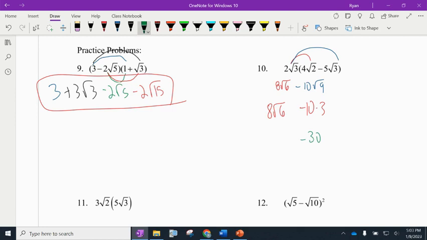And I like to write this integer part out first and put the square root part, the radical, the 8 square root of 6 at the end. And there is our multiplication result. There's our product.